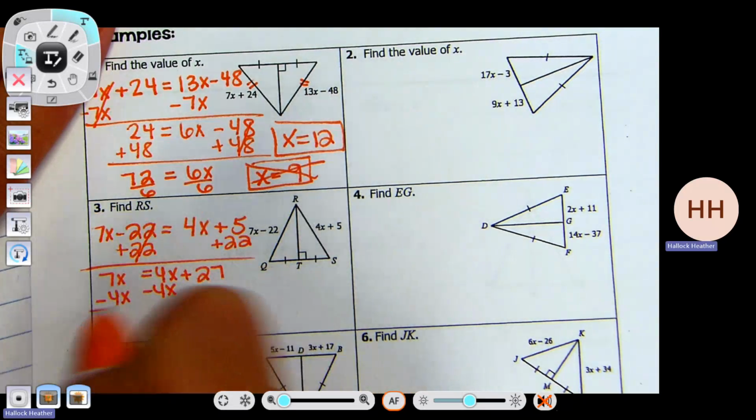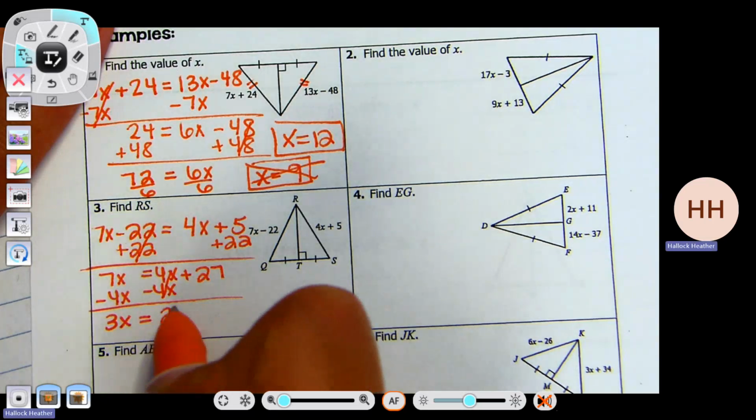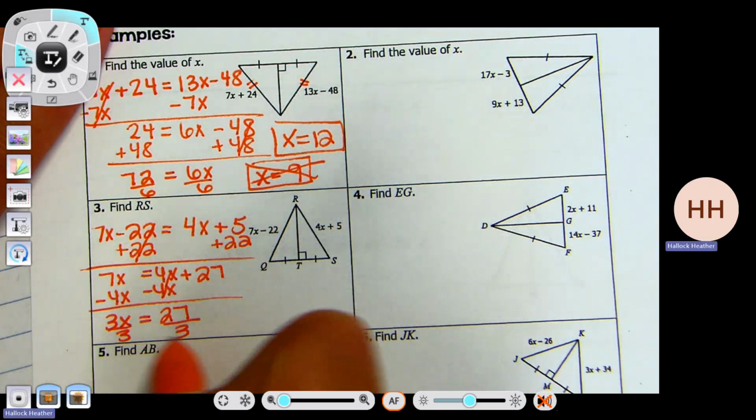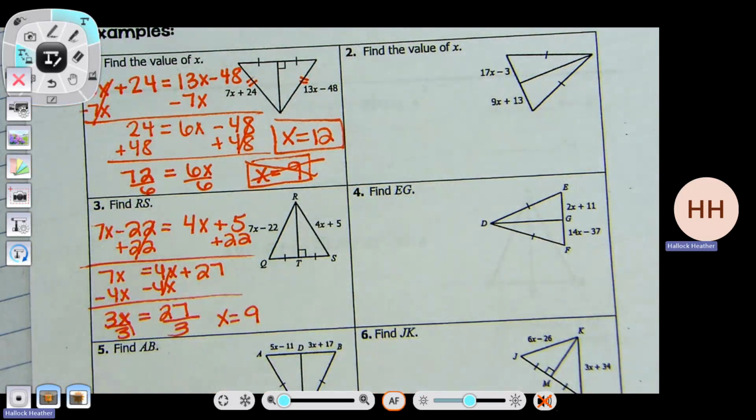So what do we end up getting for this one? Okay, x equals 9 this time. But that's not technically the answer. What do you have to do for this problem? You have to plug it back in.